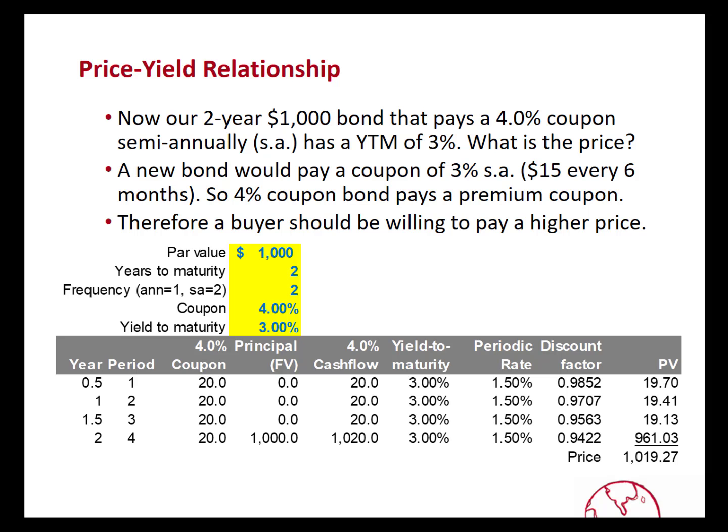As you can see here, we take the bond with the 4% coupon, semi-annual coupons of $20. Here we have a yield to maturity of 3%, which means a periodic rate of 1.5%. You discount the cash flows from this bond, and you find that their present value is going to be $1,019.27.